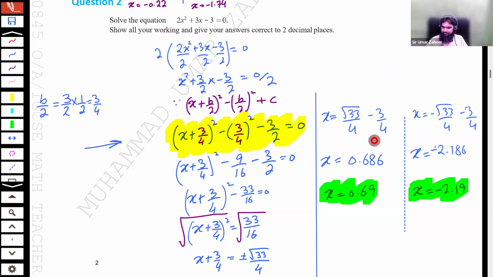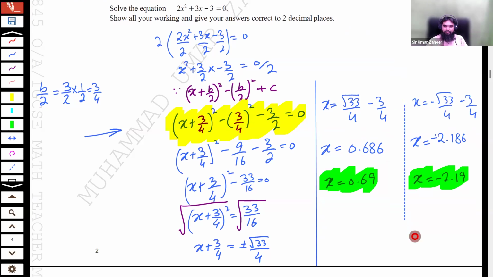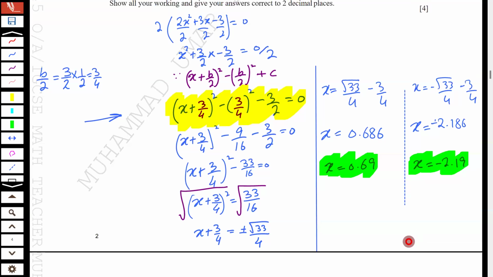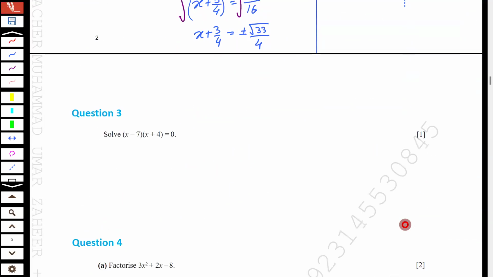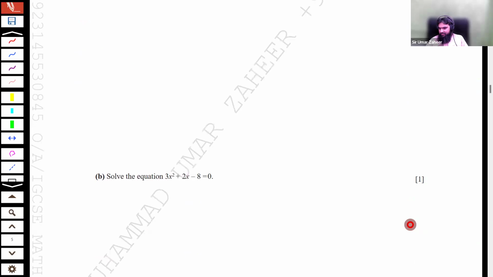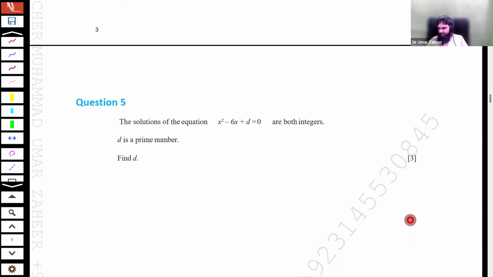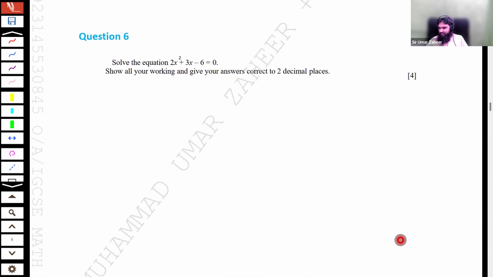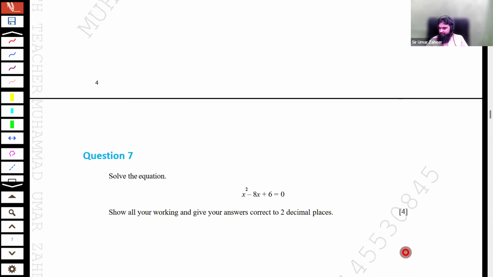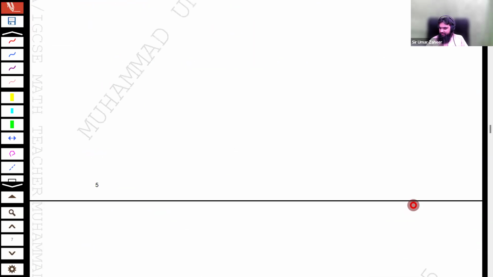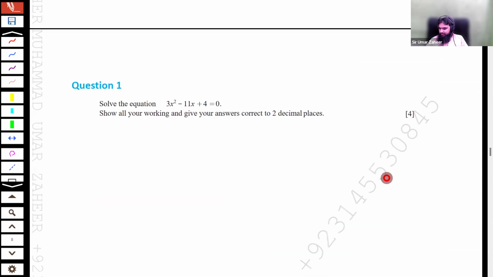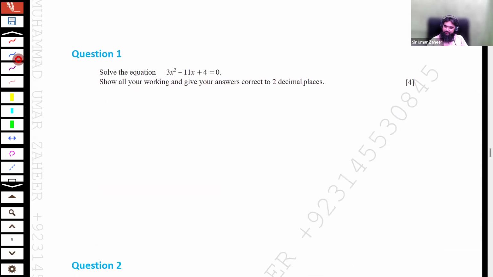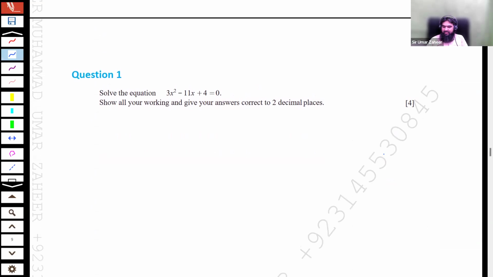Yes, everyone. Any question? No, sir. All right, okay, it's already a factorizable question. No factorization. Any better question for completing square? Yeah, let's do this one. So I want to do it by completing the square.